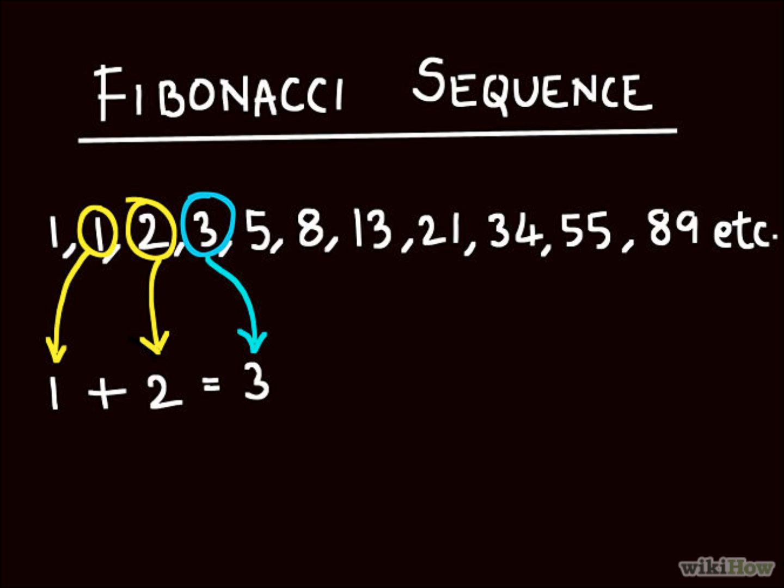In the sequence, each number is the sum of the previous two numbers, so 1, 1, 2, 3, 5, 8, 13, 21, 34, 55, 89, 144, 233, 377, and onwards.